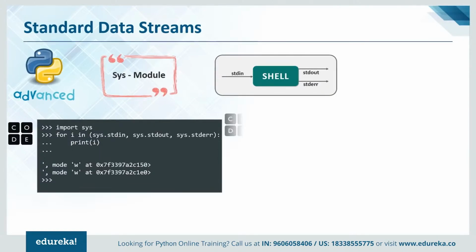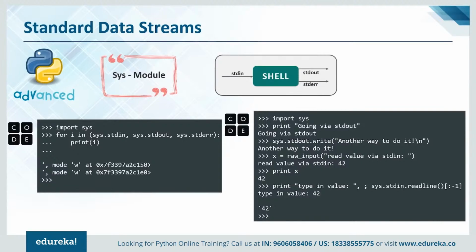Pretty simple, right? This next example illustrates the use of the standard data streams. We have imported sys and we're printing, going via stdout. Then we have stdout.write, which is another way to do it. Again, print it. Then we have x equal to raw_input.